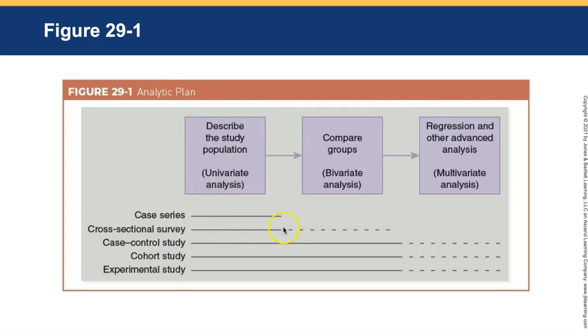Your univariate analysis. When we get to our case control study, our cohort study, our experimental study, we're going to be comparing groups. So in that case, univariate analysis is not enough, and we have to take it a step further to compare our groups, and we can be using bivariate analysis, comparing two variables. We can also make it really complicated, but we're not going to.